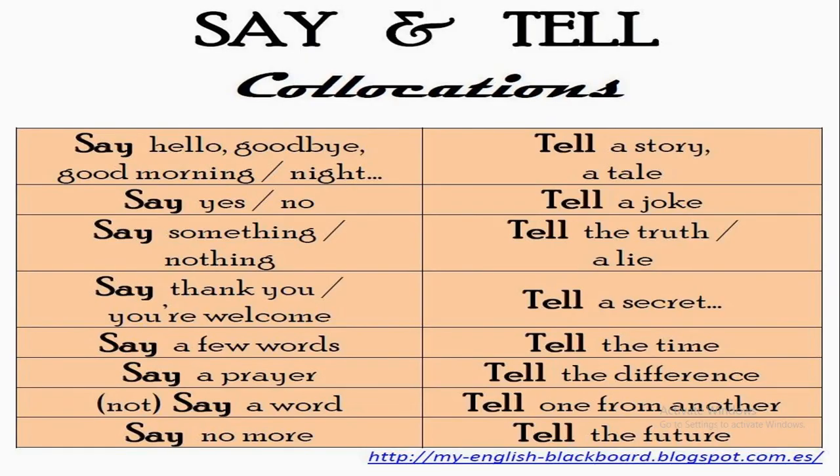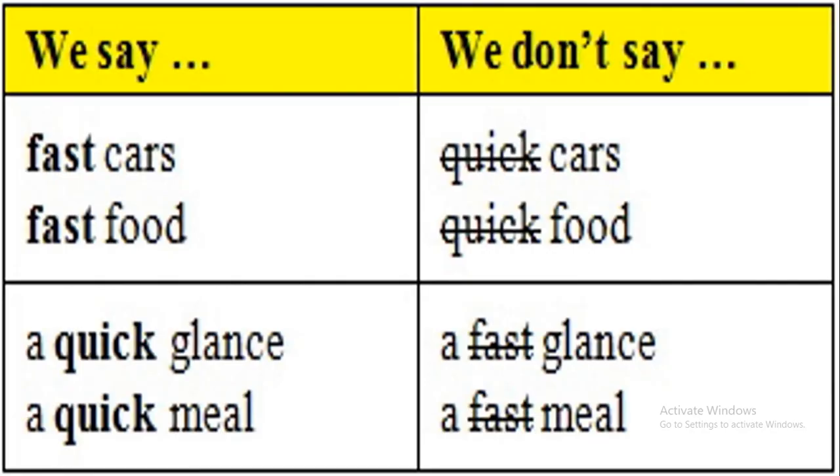The verbs say and tell also have some collocations. For example, say hello or say goodbye, say good morning, but tell a story or tell a tale, okay? You say something, but you tell a lie, for example. So all these are examples of words which collocate either with say or with tell. Also here you have "we say," which means these are correct collocations, and "we don't say," which means they are wrong collocations.